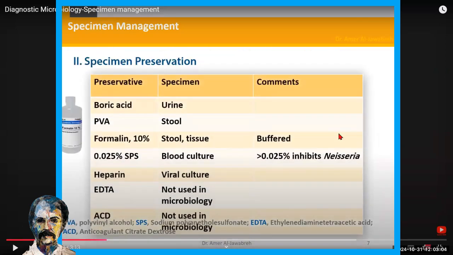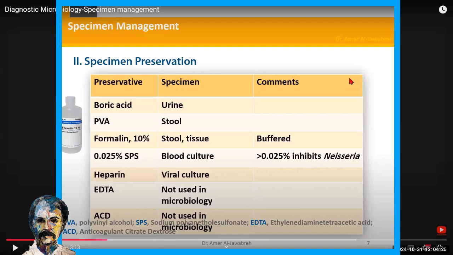So here we have specimen preservation. Boric acid is used to preserve urine. PVA for stool, which we talked about. Preservation: 10% formalin, stool and tissue. 10% formalin, we'll talk about it in detail and show you how to prepare it and how to buffer it, because 10% formalin alone is good, but 10% buffered formalin is excellent.